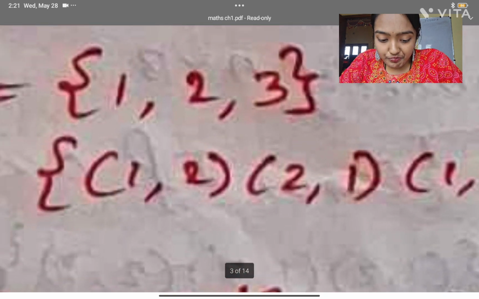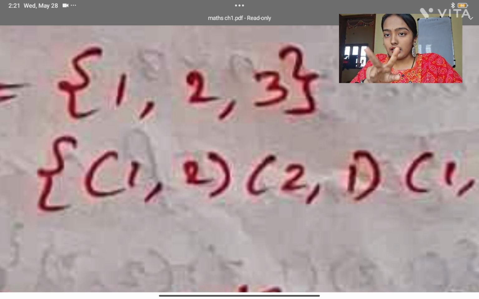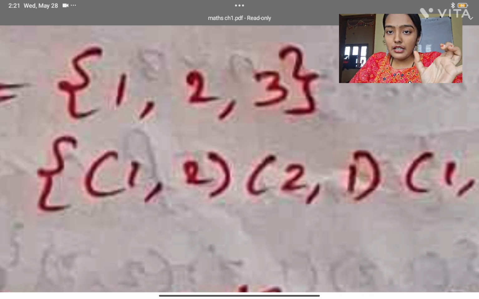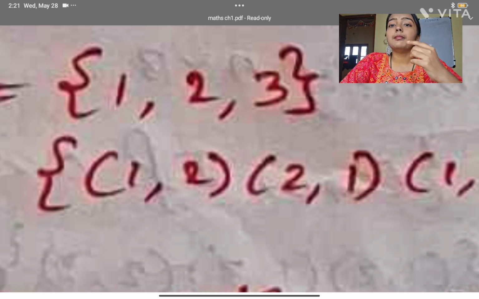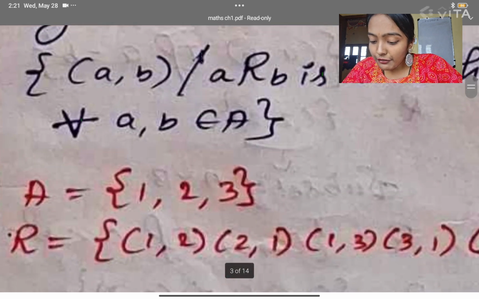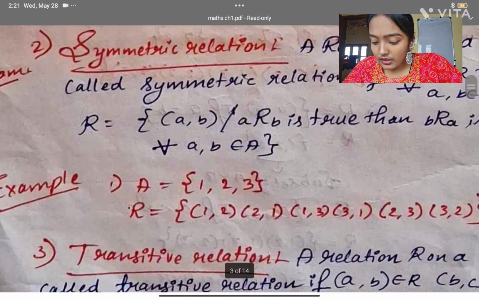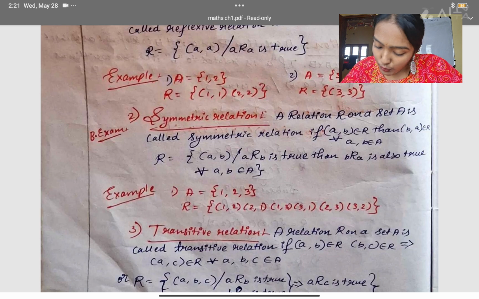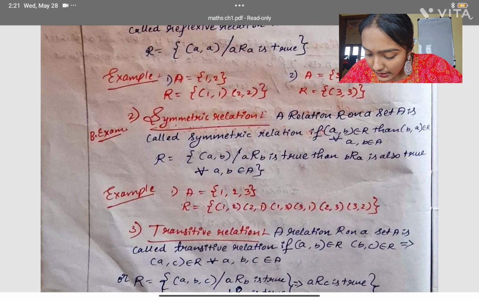In this case, we are talking about AB, where BA should be there. BC, CA, CB: BC, CB should be there. AB, BA should be there. Like that. So if there are three elements 1, 2, 3, as (1, 2) is present, (2, 1) should be present. If you are taking (1, 3) as a set, there should be a (3, 1).